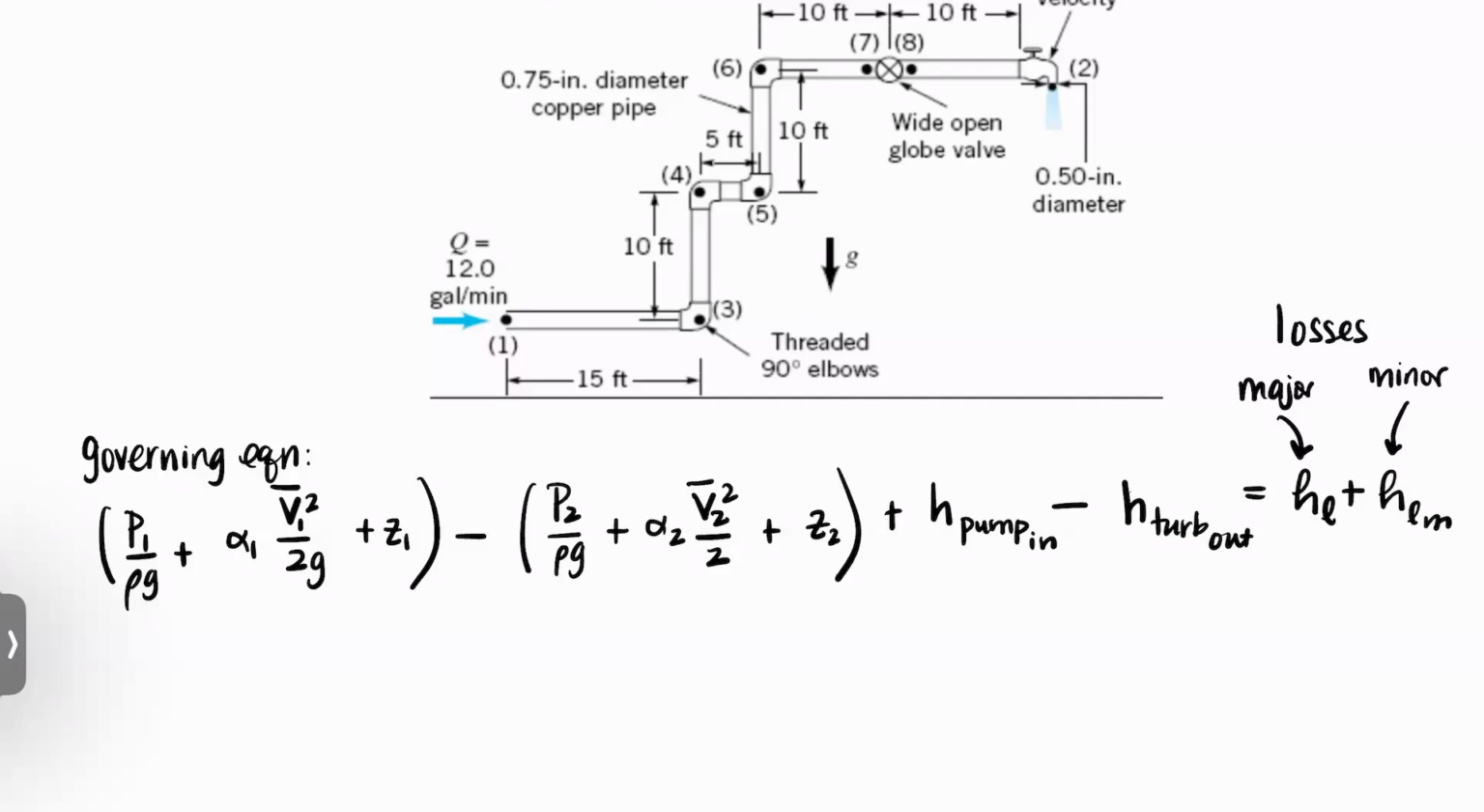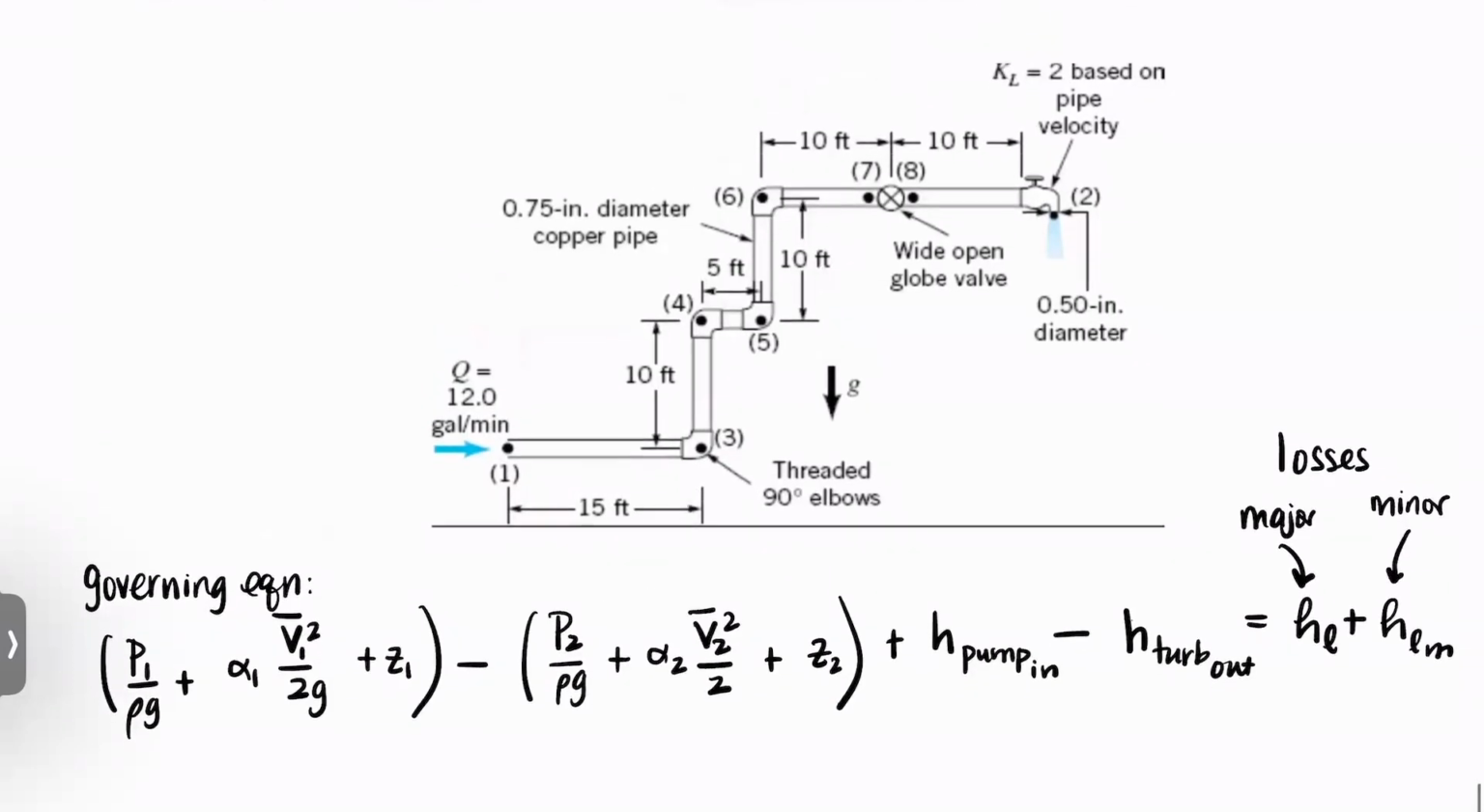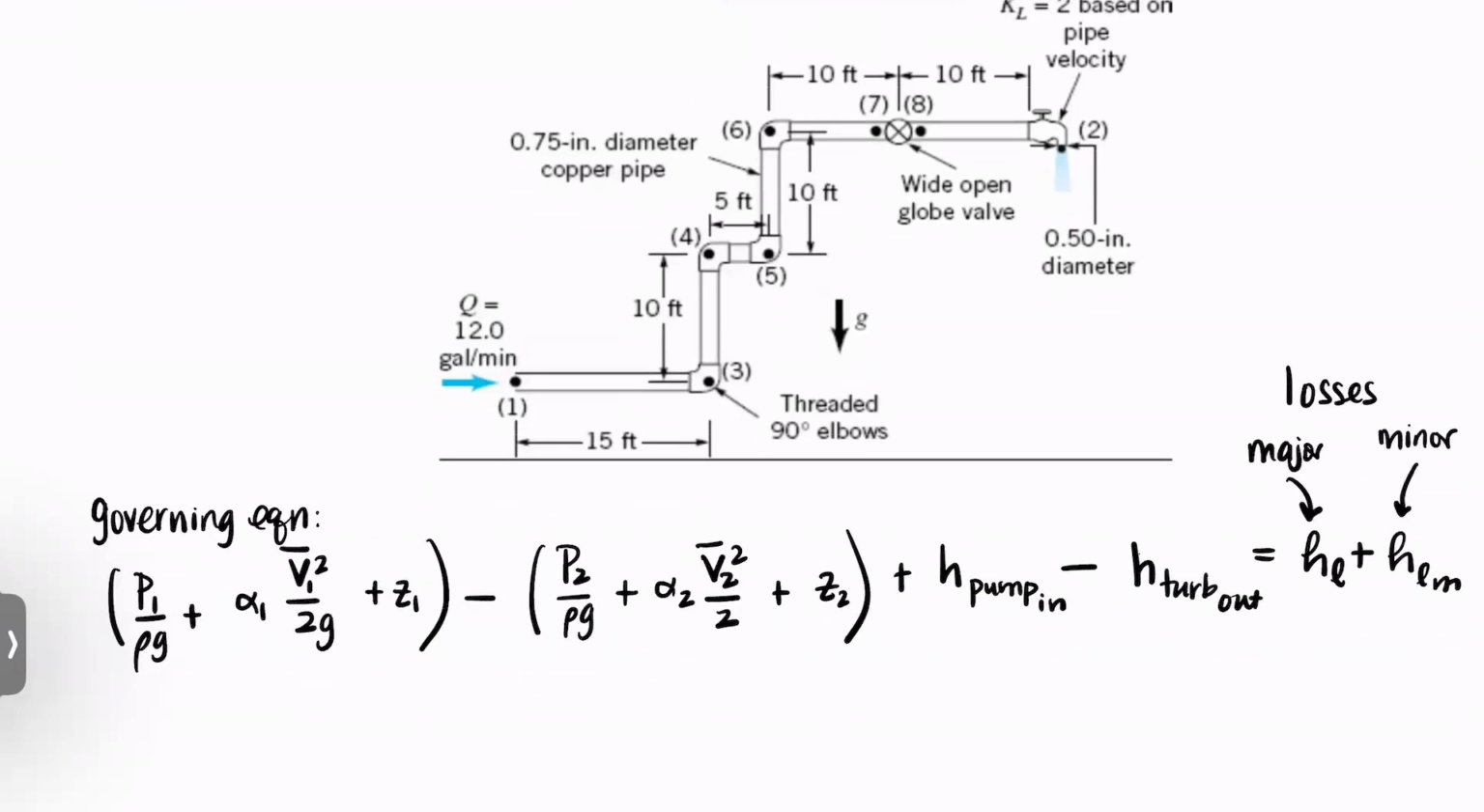But with the G underneath, so I know it's usually Z times G. Do we have to divide it? You don't have to. No. You can do it either way you want. That's fine.